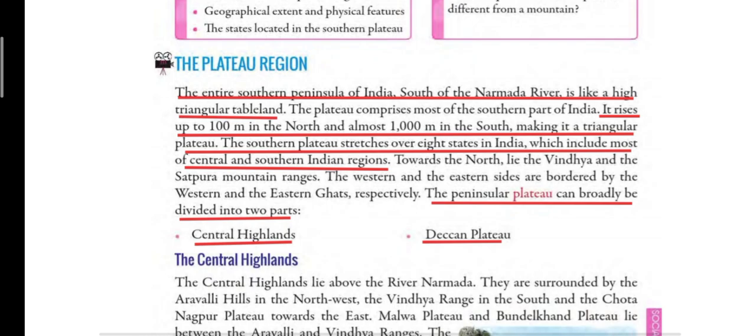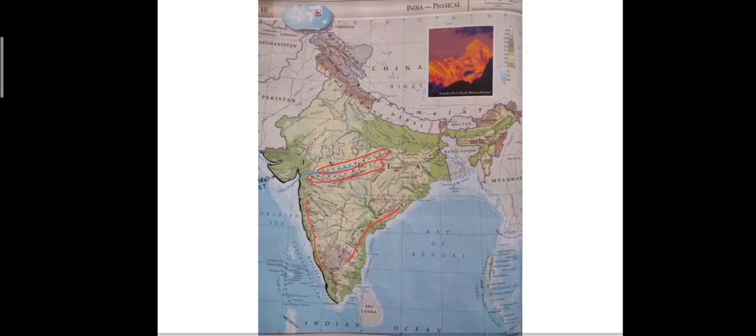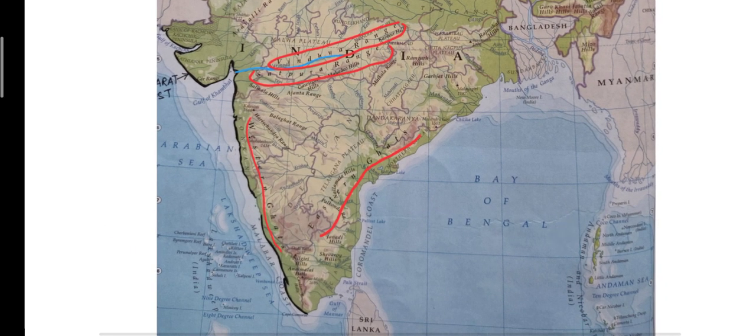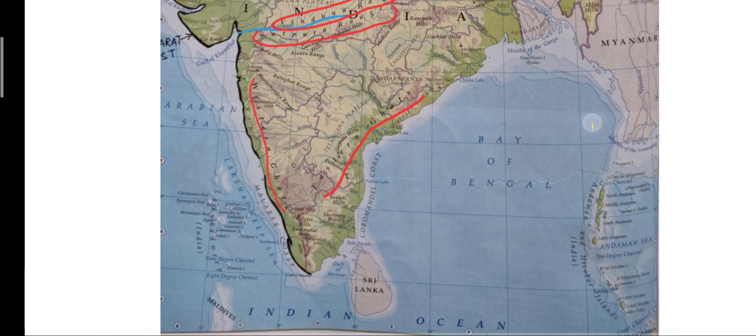See children, peninsula means a piece of land which is surrounded by water on three sides. So, the southern portion of India is known as a southern peninsula because it is surrounded by Arabian Sea on the west, Bay of Bengal on the east, and Indian Ocean on the south. So any piece of land surrounded by a water body on three sides is a peninsula, and India becomes a peninsula because it is also surrounded by water bodies on three sides.